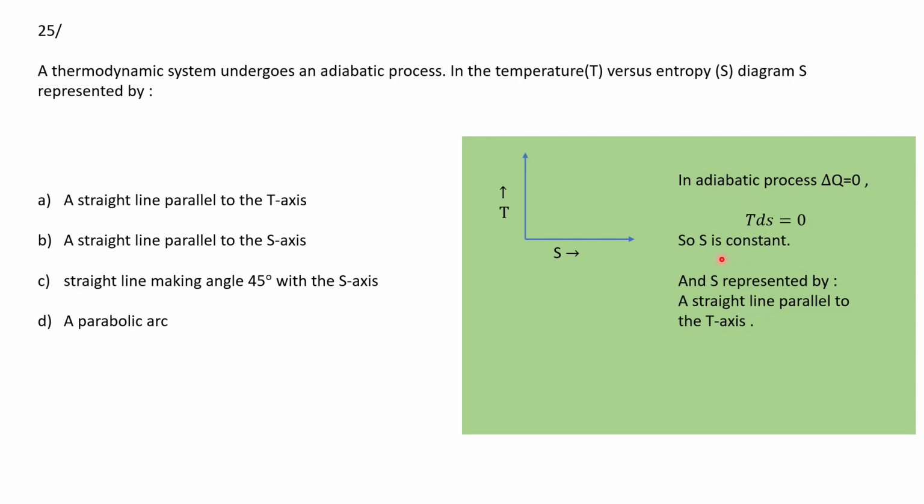Okay. So if you see the diagram, that is T versus S, then we can see that if S is constant, that means S can have a single value, and this will be parallel to the T axis. So the process is represented by a straight line parallel to the T axis. Okay, so here option A is the correct one.